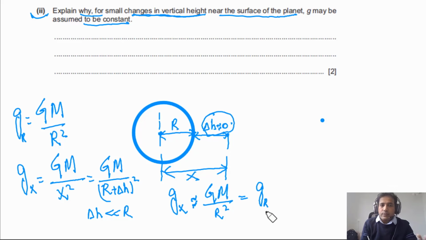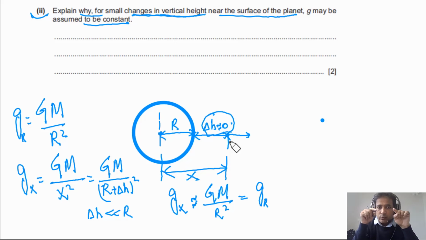So gx is approximately equal to g at the surface. It means that for small changes, the change in height is negligible. For example, if I move from this point to this point and the change is very small, the change in the value of g will be very small.